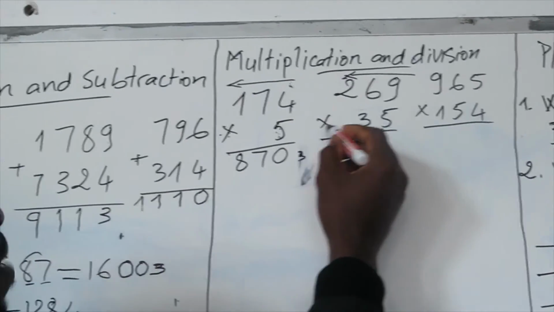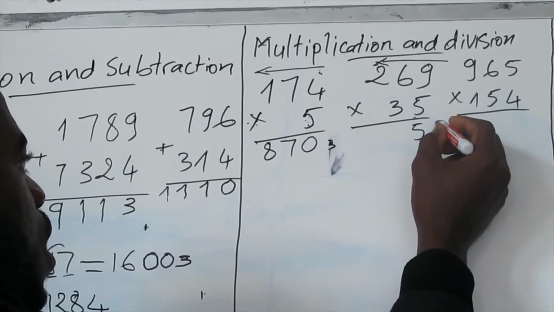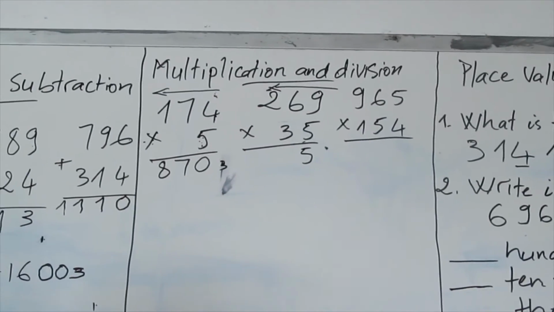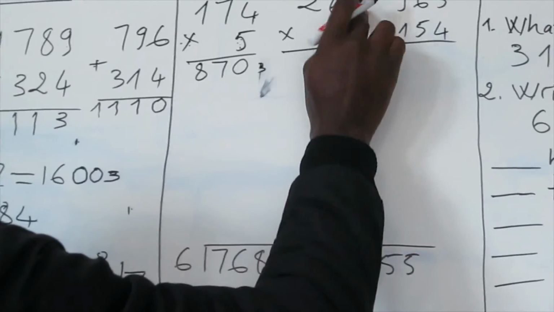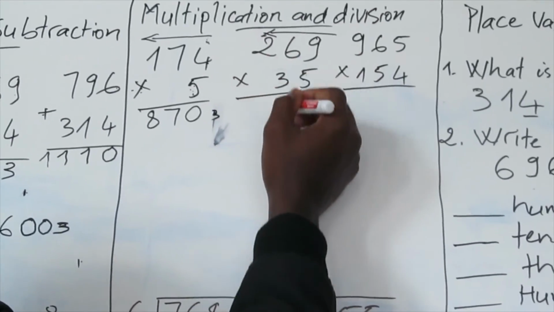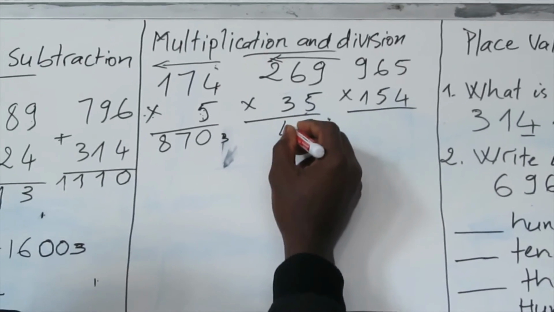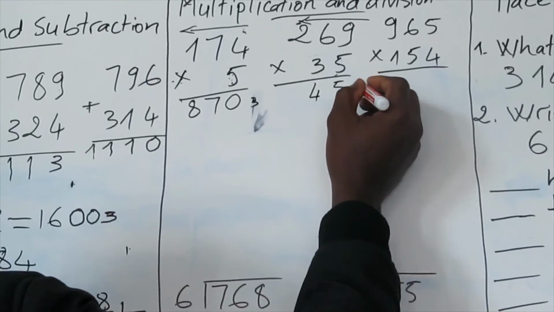5 times 9, 45. 5, you carry 4. Now you start at your right, going to your left. 5 times 6 equal to 30. Plus the carry 4, 34. You write 4 below the number that you are multiplying, and you carry 3.